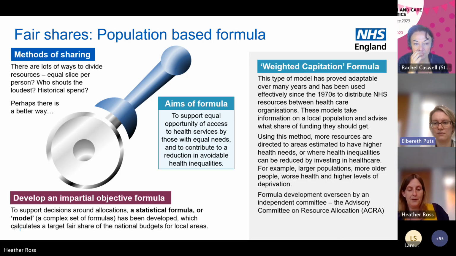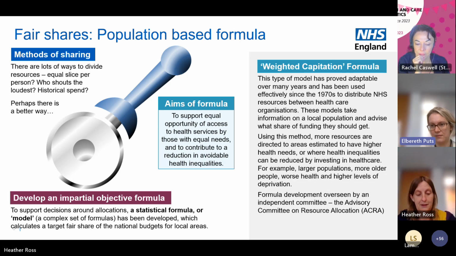And the allocations model has been developed over a long period of time. It's a suite of different models for different services. And we're continually updating them, developing them, using new data sets, for example, so that we're always allocating resources on our best estimate of need at that point in time.